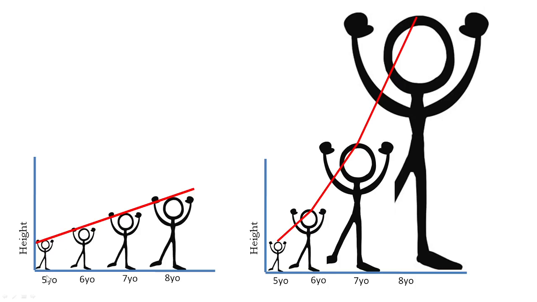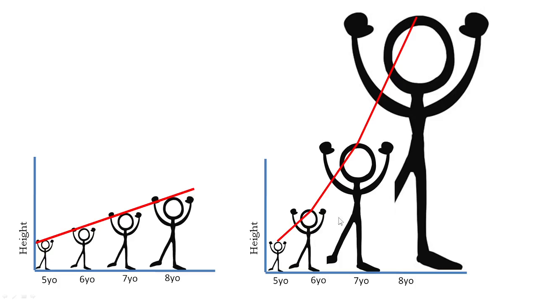Now, if you see, every year his height is increasing by 3 inches. So this type of growth is called arithmetic growth, and the rate is called arithmetic growth rate. And in this case, we get a linear curve. So this is arithmetic growth.